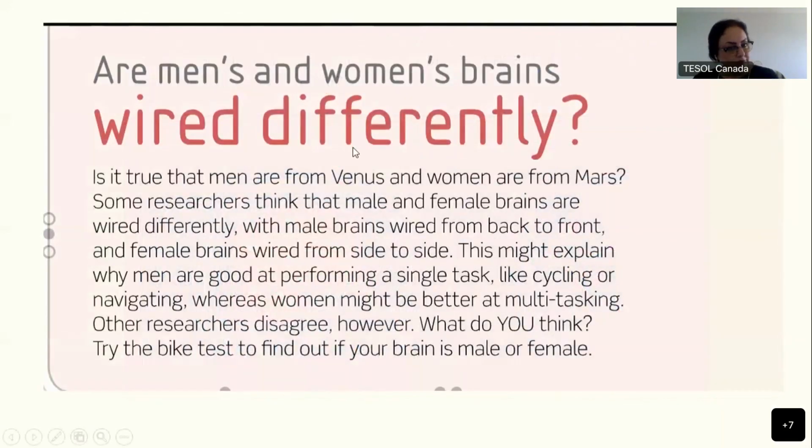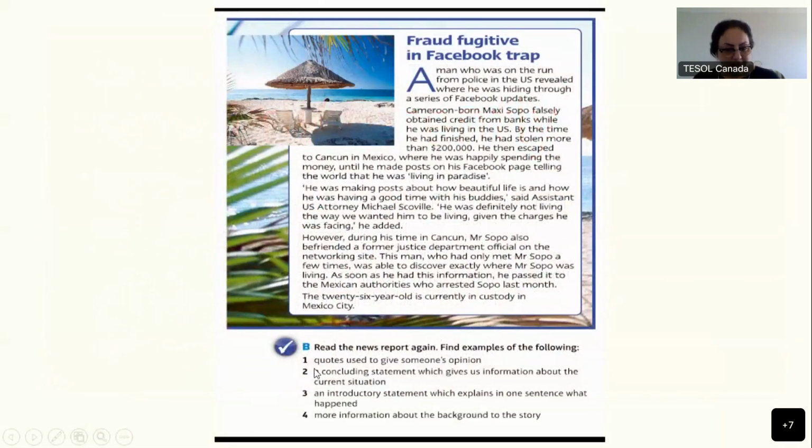They can skim, and then they start to talk. But when you ask them, read this and find the quotes used to give someone's opinion, or find the concluding statement, or find the introductory statement, so what about this one? Is this top-down or bottom-up approach? They have to find a specific sentence for the introduction, how to start the introduction. That's bottom up. Exactly, it's bottom up.